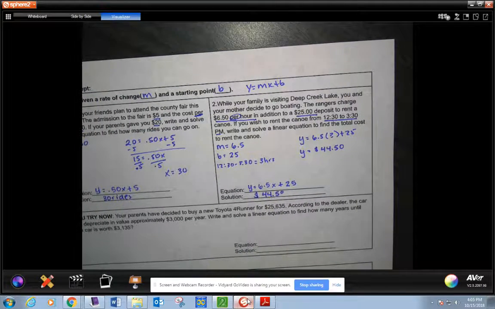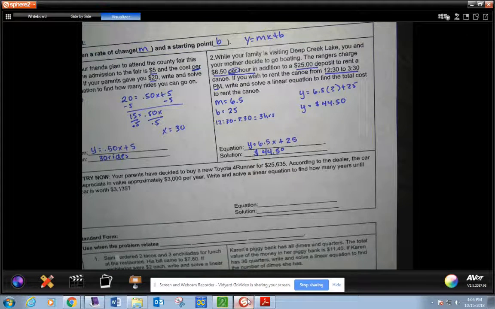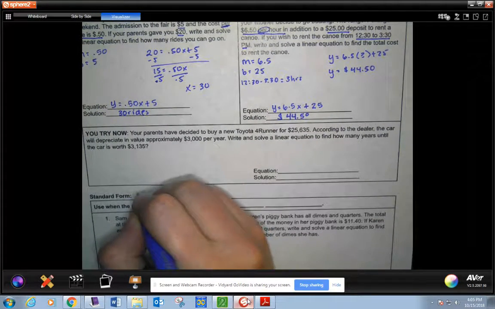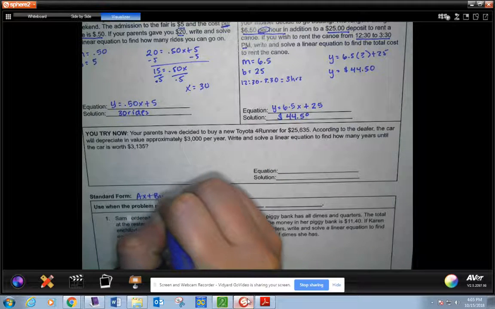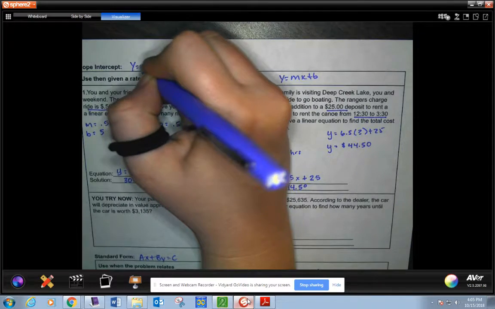Okay, now this one I want you to try on your own. I'm going to go ahead and do standard form, and then I'm going to stop and do a second video for the back. For standard form, you're going to use ax plus by equals c. I'm going to add this up at the top, slope intercept.